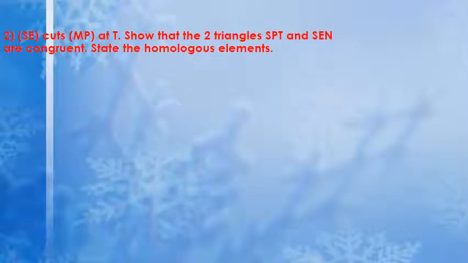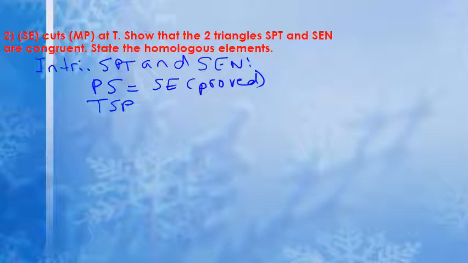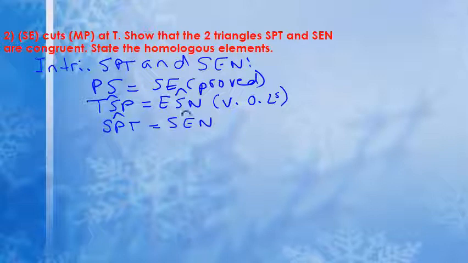We say now in triangles SPT and SEN, what do we have in these two triangles? We have side PS equal to side SE. This is proved in the homologous elements in the first part. Angle TSP is equal to angle ESN. These are vertically opposite angles, they are equal. Angle SPT is equal to angle SEN.